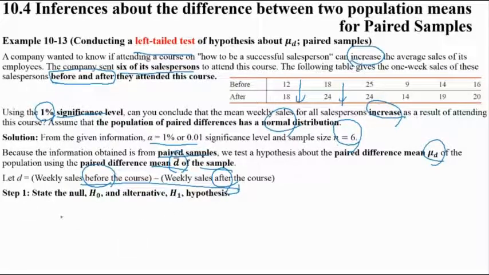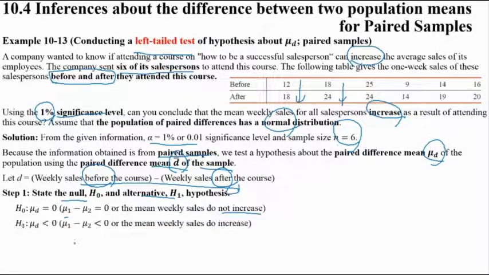So now the null hypothesis and alternative hypothesis. The null is probably equal, and the alternative is not equal, an increase. And they said increase. Increase means from before to after.